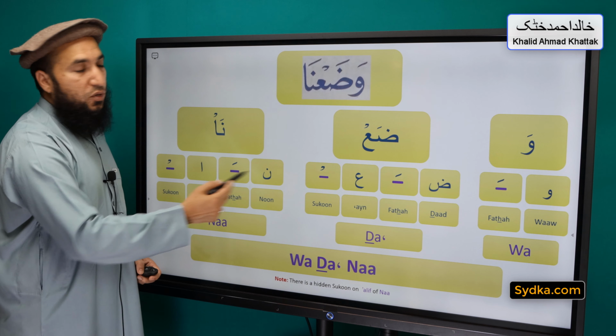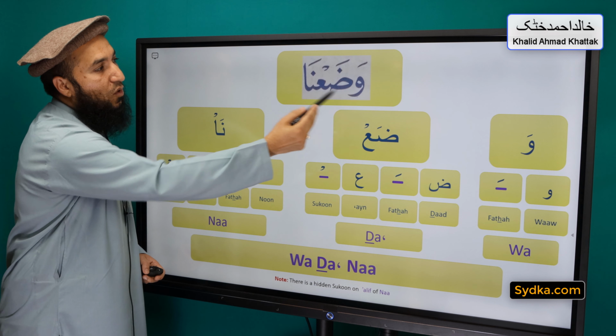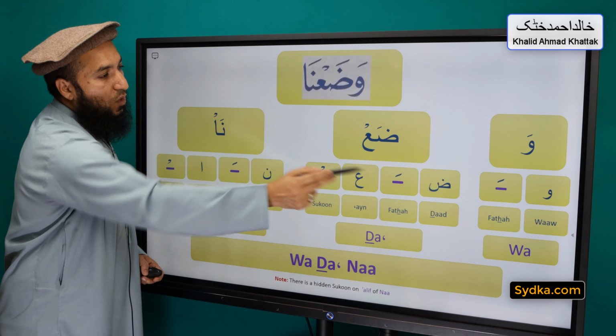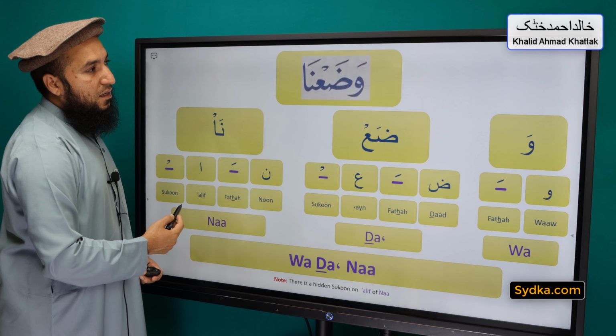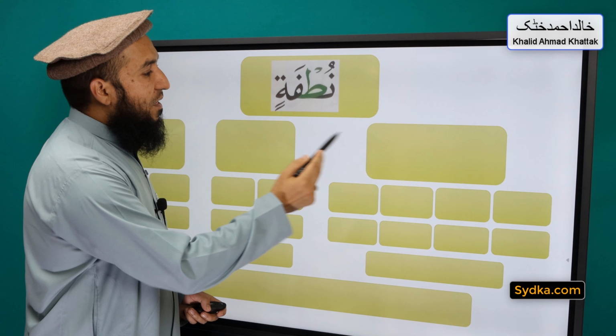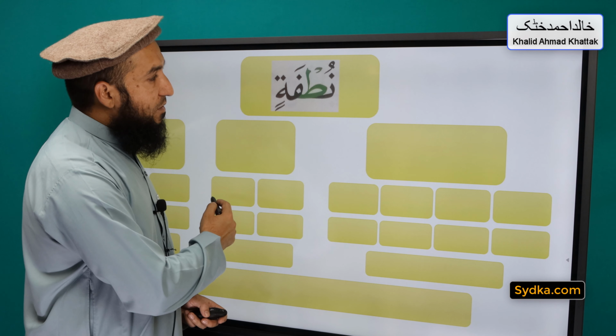Combining all 3 syllables together we have وضعنا. The next word we have is نطفة, and it can be divided into 3 syllables.